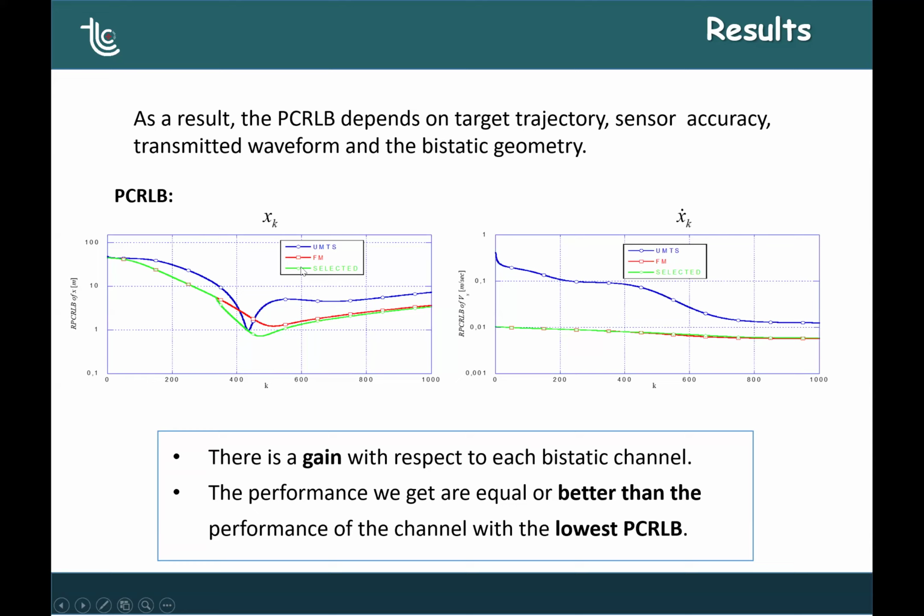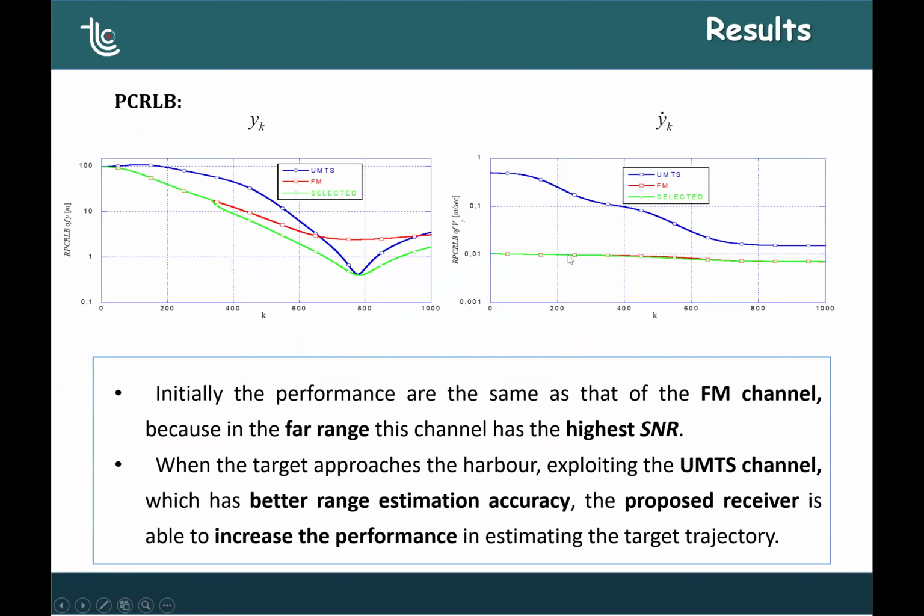But the green one is the selection, so when we choose the best channel between the two. See, the green one is the best of the best. This is for the X position. This is for the velocity along X. And we have a similar behavior also for the Y position and for the Y velocity.